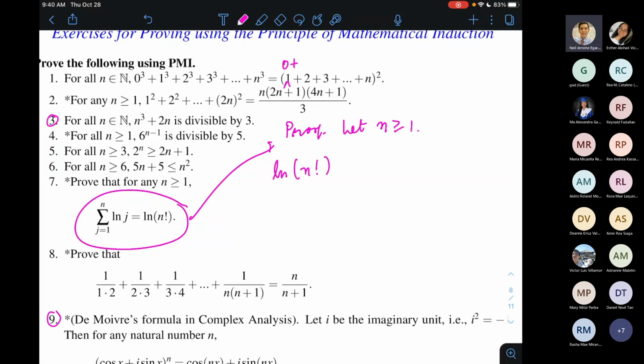So sa direct proof na to, kaya kong ipakita or kunin yung left-hand side mula sa ln of n factorial. Okay? Ano nga ba yung ibig sabihin ng n factorial? Ibig sabihin ng n factorial, nagmumultiply lang tayo mula kay 1, 2, 3, hanggang kay n. Alright? Tapos, tandaan nyo ba yung laws of logarithm? Saan equal yung logarithm ng product? Or tandaan nyo ba yung ln of x times y? Saan to equal?